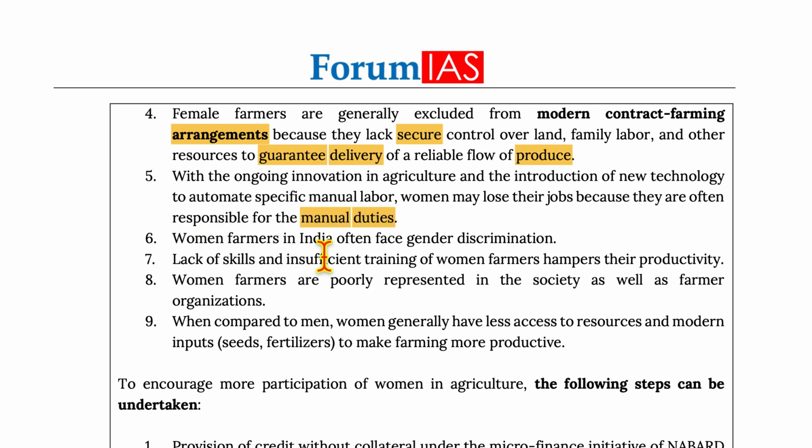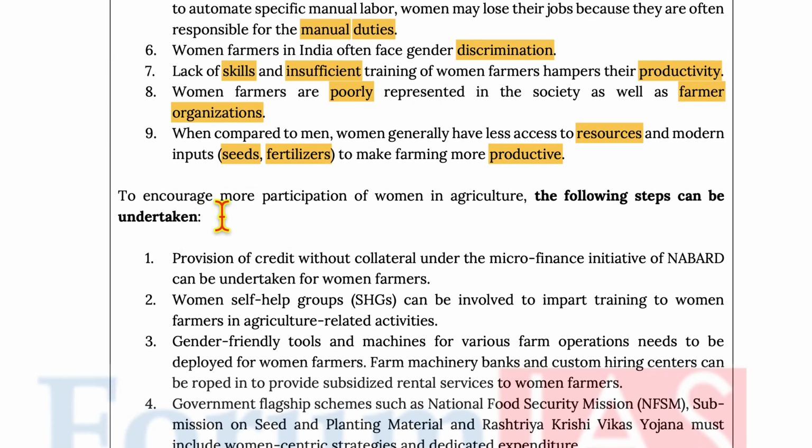Women farmers in India often face gender discrimination, and lack of skills and insufficient training hamper their productivity. Women farmers are poorly represented in society as well as farmer organizations. When compared to men, women generally have less access to resources and modern inputs like seeds and fertilizers to make farming more productive. To encourage more participation of women in agriculture, the following steps can be undertaken.